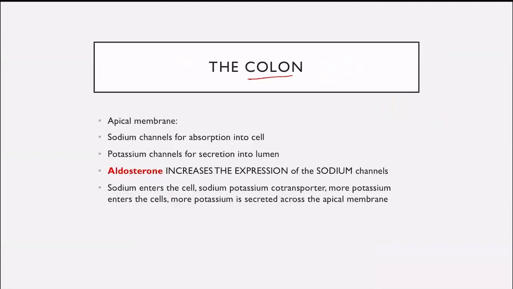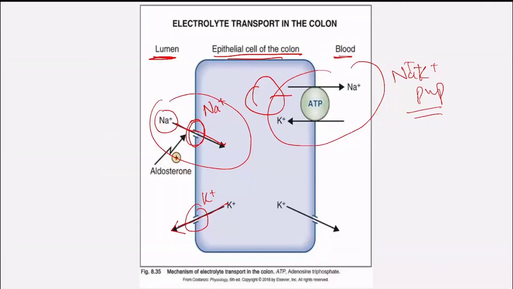Aldosterone is going to increase the expression of the sodium channels. And when it does that, if you have more of these sodium channels, for example, 1, 2, 3, 4, more of the sodium is going to go inside. And when more sodium is going inside the cell, it's going to go through this ATP pump outside. So this thing is going to work overtime. And then more potassium is going to go inside the cell. And then in the end, you're going to have a lot of potassium being transported across the membrane as well.